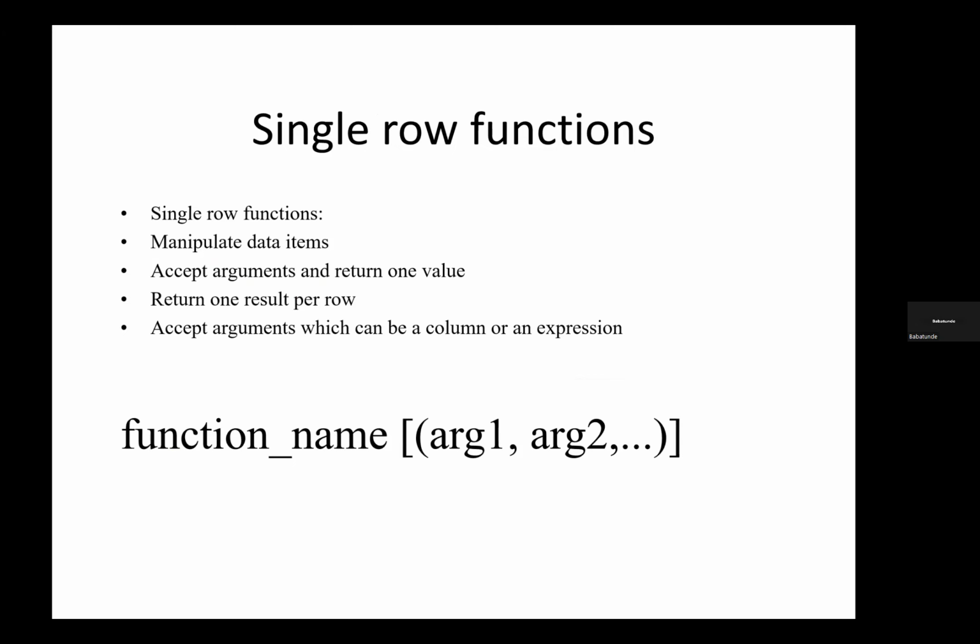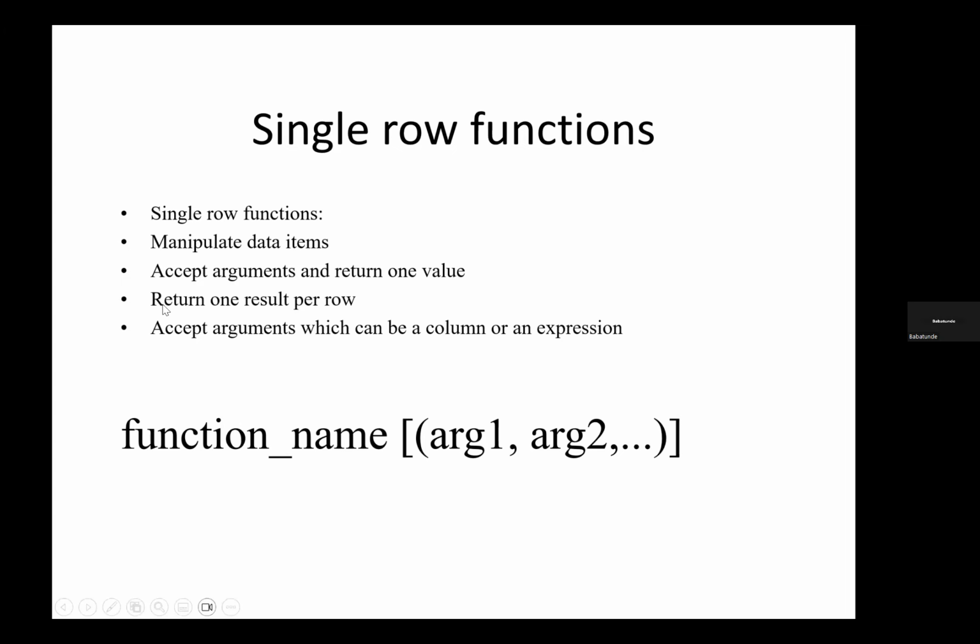So the function in Oracle, we are still going to go through the function names. Single row functions are used to manipulate data items. They accept arguments and return one value. This is the key. I always tell people this is the key. We know that we manipulate, but it returns one. A procedure can return multiple values, but a function only returns one. So it returns one result per row.